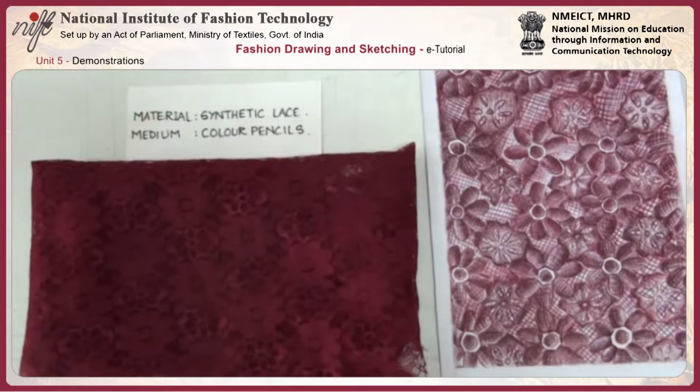Here you are watching synthetic lace, a kind of fabric which resembles a net. The rendering is done using color pencils. Here you can note that the shapes of the flowers are visible through white spaces which act as outlines.